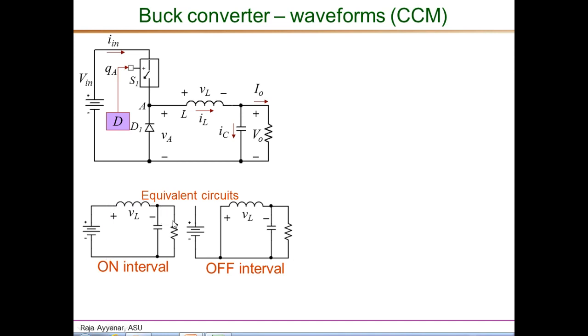Then you have the LC filter and the load, and during the off interval S1 is off, therefore it is open circuited, and simultaneously the inductor current forces the diode to conduct, therefore the diode is a short circuit.